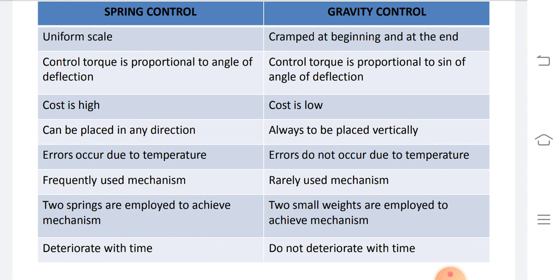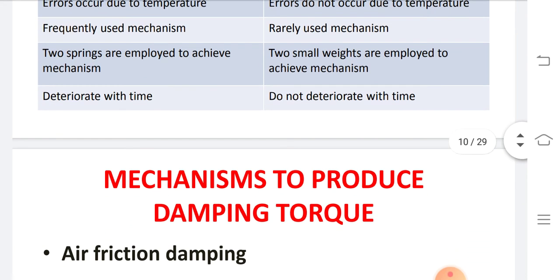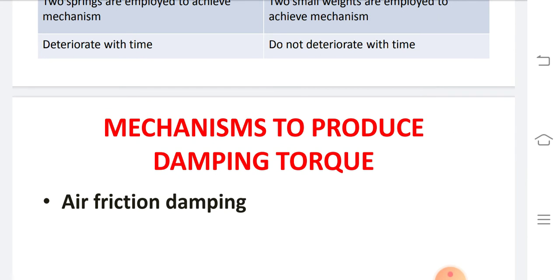The spring control mechanism deteriorates with respect to time, whereas the gravity control method does not deteriorate with respect to time. Okay, that's all about the second force, that is, the different mechanisms related to controlling force.